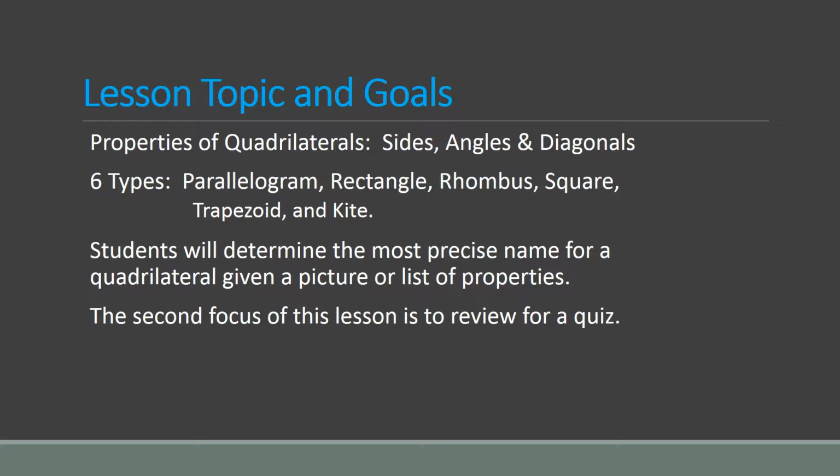This lesson is on the properties of quadrilaterals, looking at the sides, angles, and diagonals of a parallelogram, rectangle, rhombus, square, trapezoid, and kite. Students will determine the most precise name for the quadrilateral, given a picture or a list of properties. The second focus of this lesson is to review for a quiz on the previous lessons in the unit given so far.